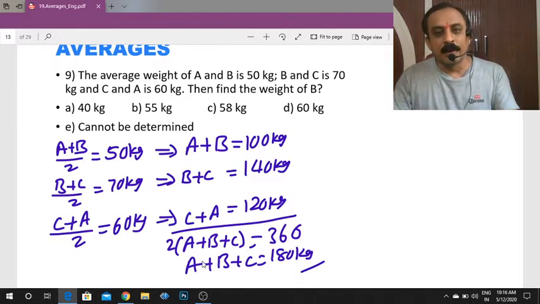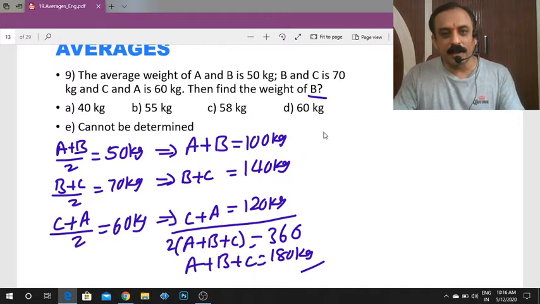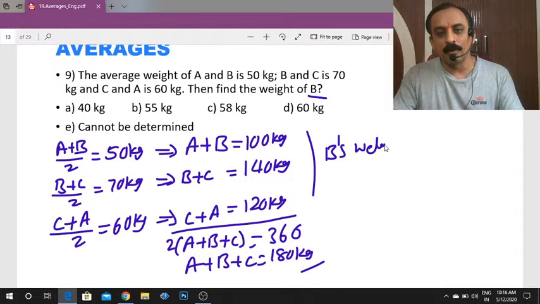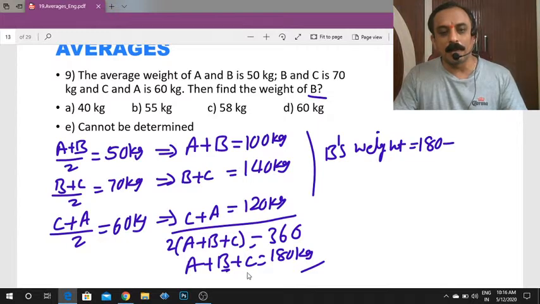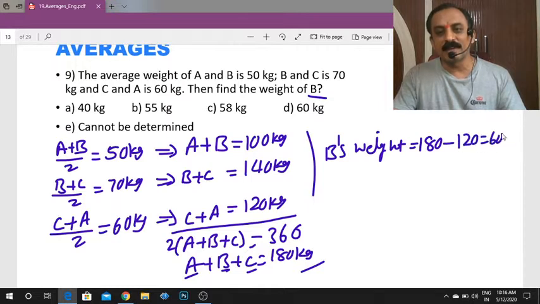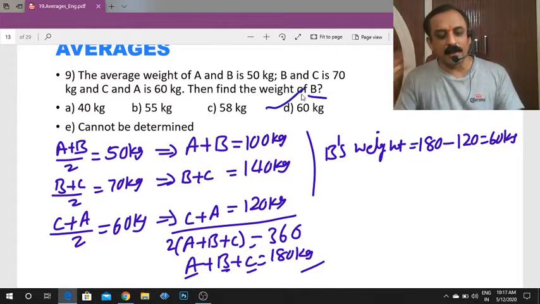Now what's the question? Find the weight of B. Therefore, B's weight is equal to the total weight of three members, 180, minus, since they are asking about B, C plus A. What is C plus A? 120. 180 minus 120 is 60 kg. So very good, 60 kg. D is the right answer.